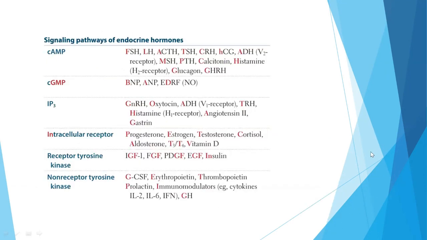Now, talking about other signaling pathways: cAMP is the signaling pathway for FSH, LH, ACTH, TSH, CRH, HCG, and ADH. cGMP is the signaling pathway for BNP and ANP. Inositol triphosphate is for GnRH, oxytocin, ADH, and others. Intracellular receptors are available for progesterone and estrogen. This one is typically very important, so let me highlight this. On this slide, you need to know which intracellular receptors are available for which hormones: progesterone, estrogen, testosterone.